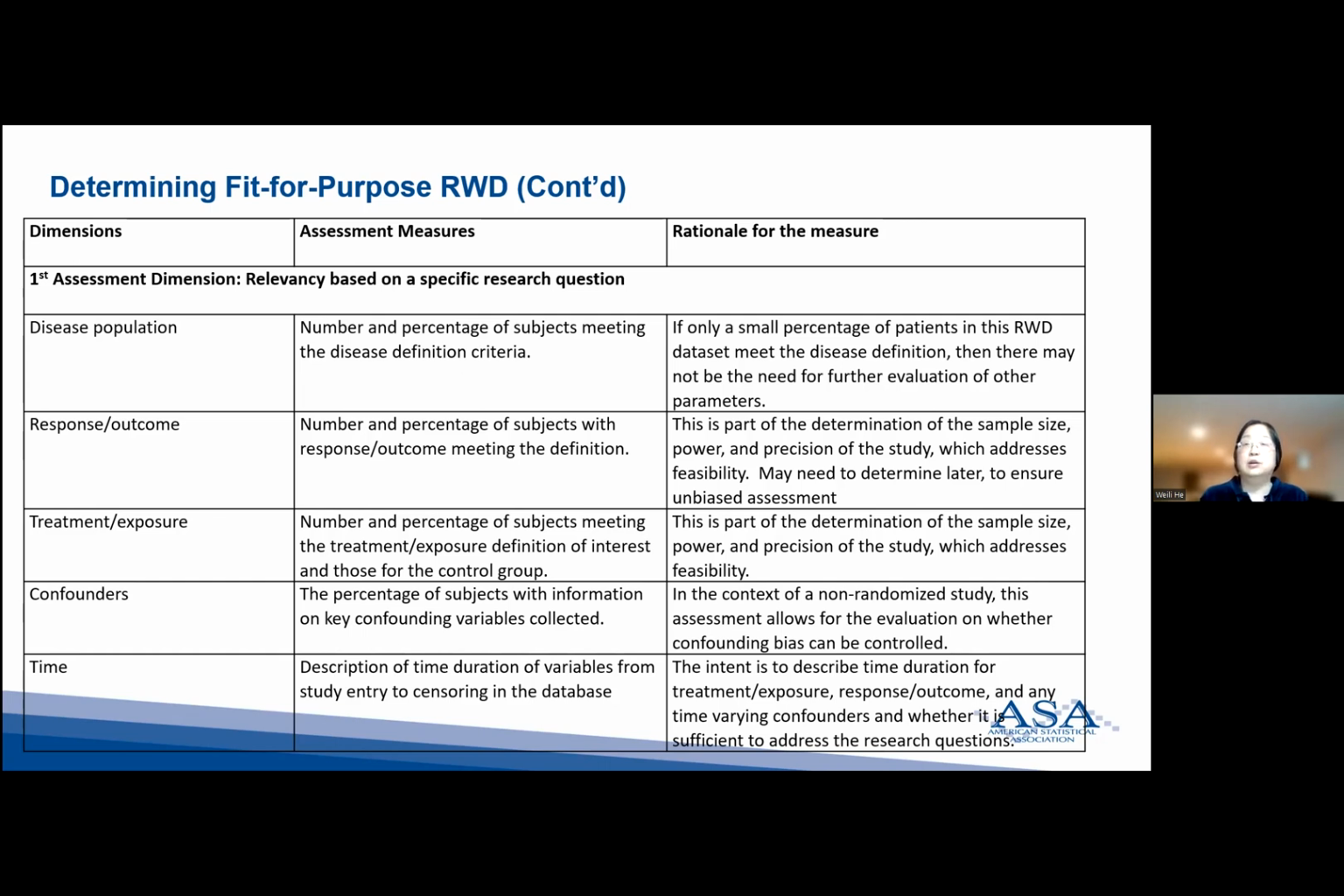Then you should be able to define the disease condition for these patients in the RWD data source, and then calculate the number and percentage of subjects having that disease condition. That's also related to sample size. If you have a 1,000-patient RWD source, but only 10 patients have that disease condition, then it's not a good data source for you to use. So you can do a stepwise assessment. If you only see 10 patients when you need 100 patients to answer this research question, then probably you need to move on to other RWD sources.